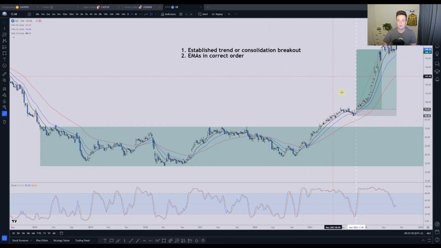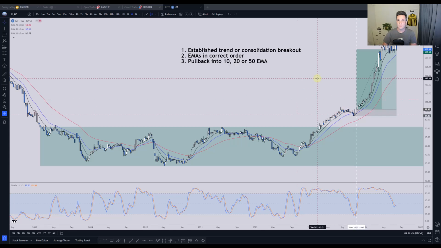The next point is that we want to have the EMAs in correct order, and they can never cross. So if this pullback makes the 10 EMA, the black one, and the 20 EMA, the blue one, cross over, then I'm not trading this pullback, okay? Because that means the pullback is too deep or too prolonged, too long, and we are not having an edge here.